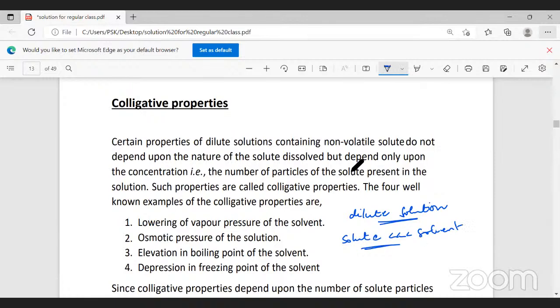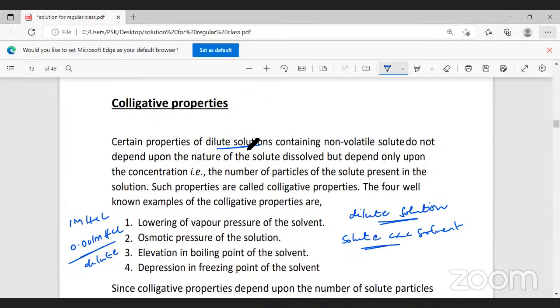Now, for example, if I take 1 molar HCl, and if I take 0.001 molar HCl, I can call 0.001 molar HCl what? A dilute solution, because the concentration of HCl is very less. Now, this colligative property is associated with dilute solutions. That is why we have to understand what a dilute solution is.